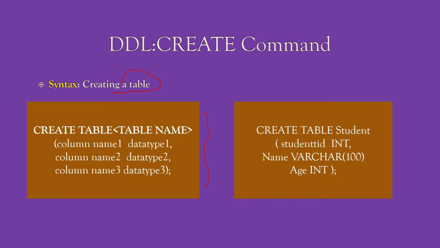For example, earlier I created the database named school. Now I am going to create the table named student. The syntax of creating a table is create table, then the table name. Here we have to give the name of the table we are going to create. Then this is the column name 1, data type 1. Then the second is column name 2, data type 2, column name 3, data type 3. Here we specify how many columns are included in our table and the data type of each particular column.